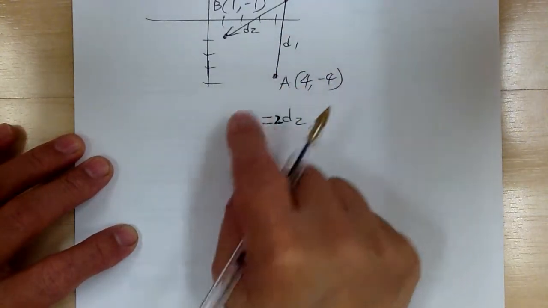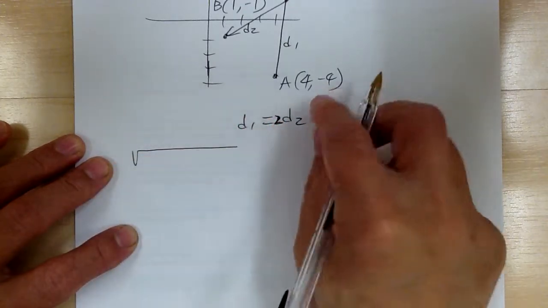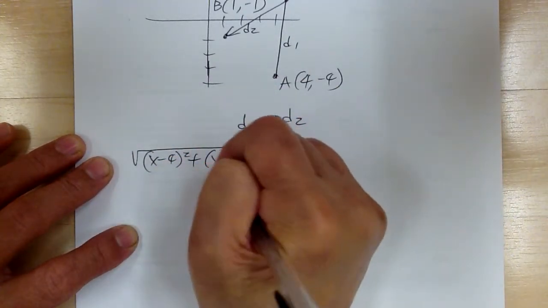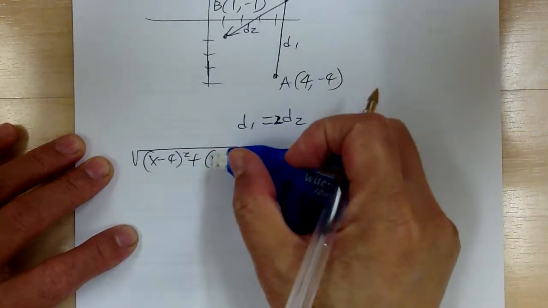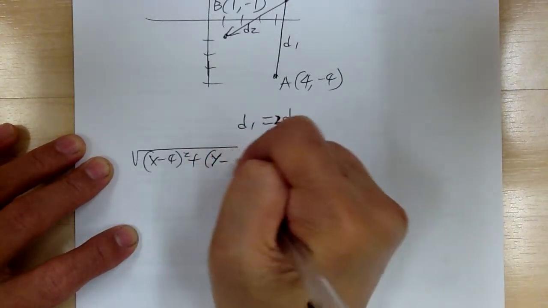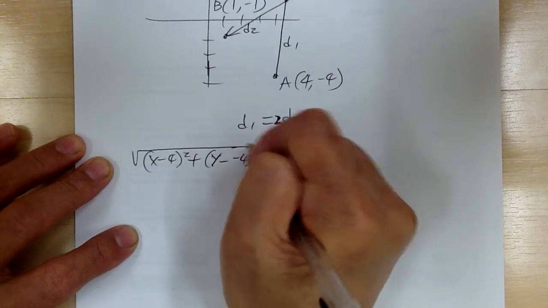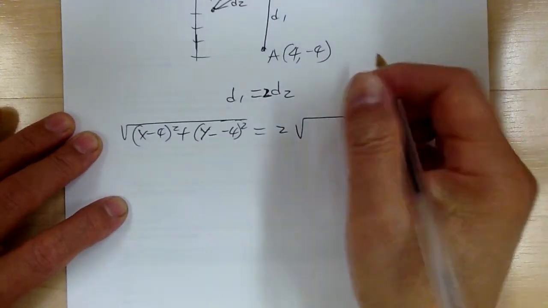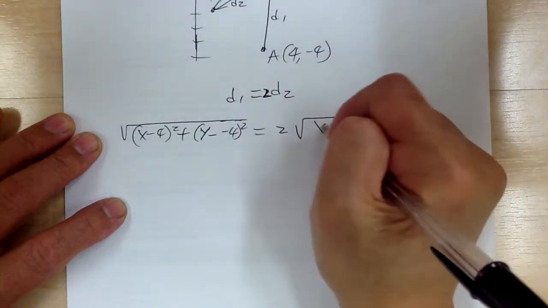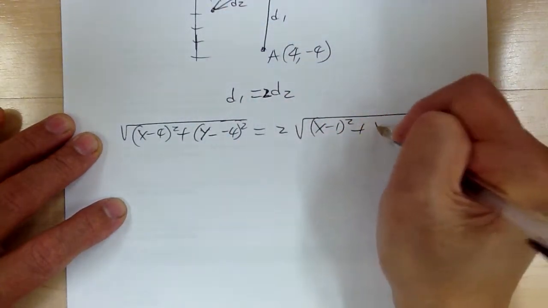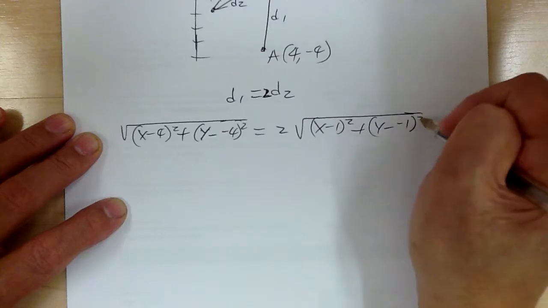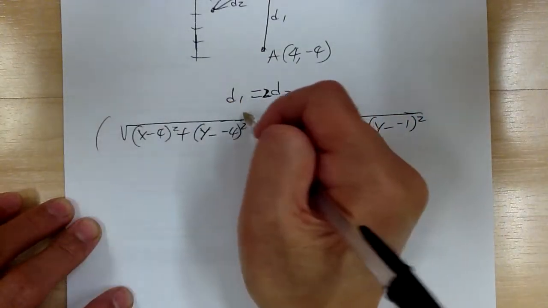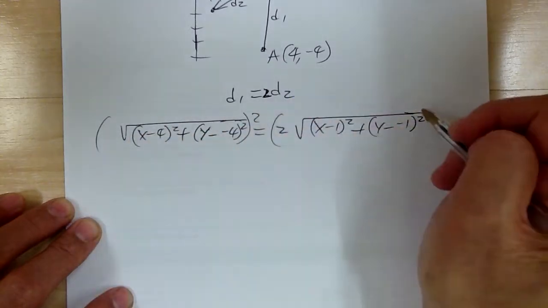Then after that, you can just go and apply your definition. So D1 is going to be x minus 4 squared plus y minus negative 4 squared, and you take the square root. This is equal to 2 times the square root of D2, which would be x minus 1 squared plus y minus negative 1 squared. Okay, then from here, you're going to square both sides to undo this square root.